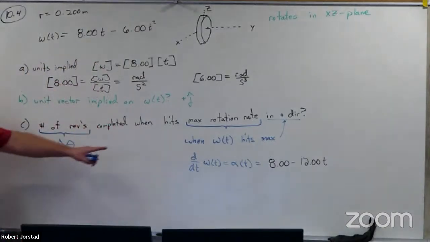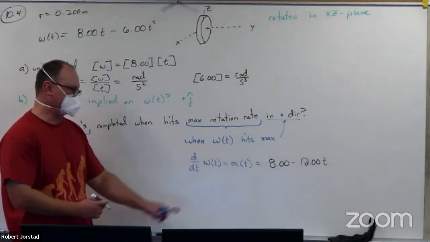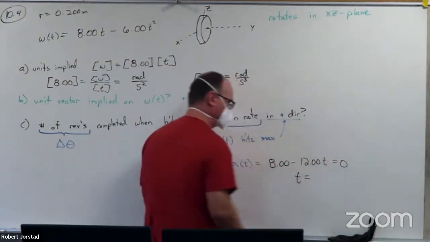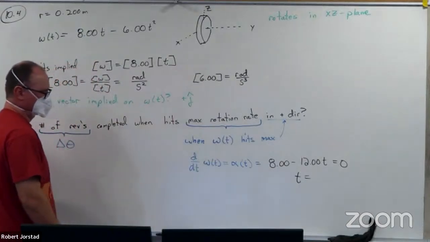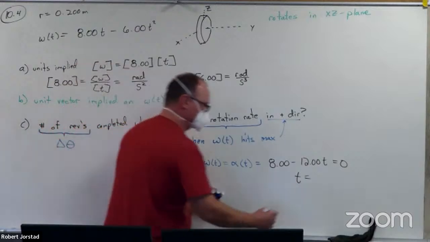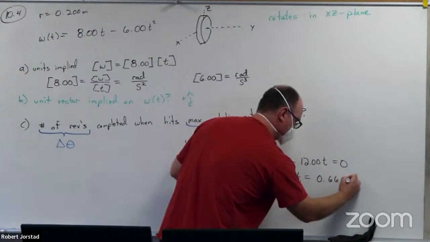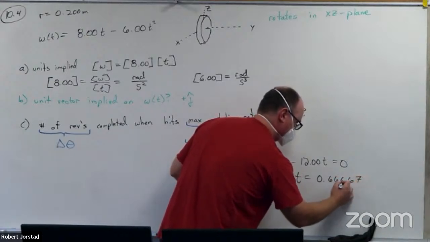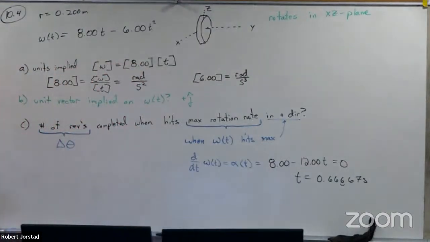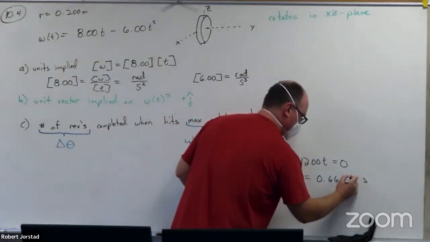When is omega going to hit the maximum? How do I figure that out? Set this to 0. What's t? 8 over 12 is what? 3/4? Or sorry, 2/3. So how about 0.66667? We'll underline it there, seconds, right? Probably don't need that many digits, but whatever. Let's get it to 0.66. That's good enough.